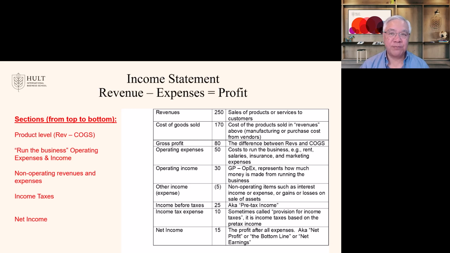Then we have income before taxes. Often we just call this pre-tax, and that is the basis on which we determine the income taxes. After income taxes, we have net income. So I think this makes sense intuitively to normal people. It's just that we're now needing more precision when we look at financial statements analyzing an entire company.